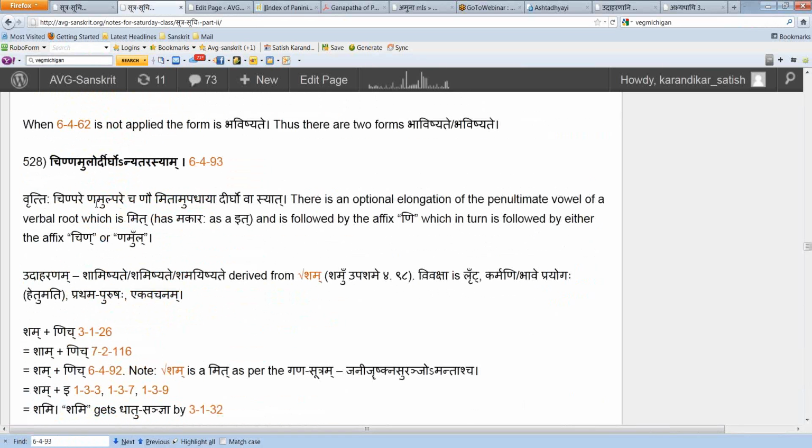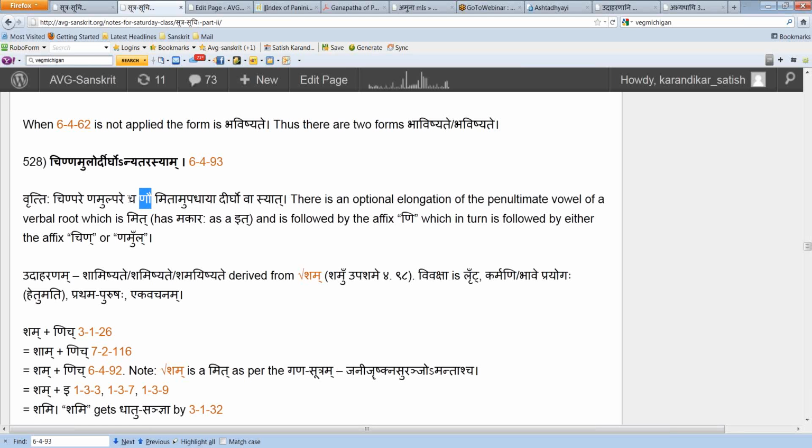That also says chin pare, namul pare. It requires the ni pratyaya to be there. So even 6.4.93, which specifically mentions chin, Chinnamulo dirghonyatarasyam, still requires the ni to be there, followed by chin, not just chin. So when we just have a shuddha dhatu, a non-causative form, there will be no exception. It will be just like we got apadi, we get agami. But if you make a causative form from that now, then we'll get the optional forms agami, agami.